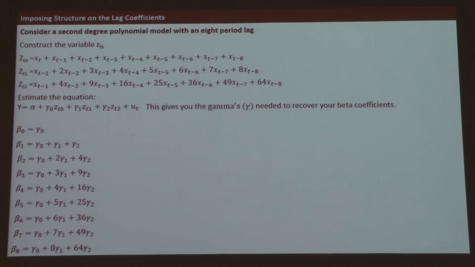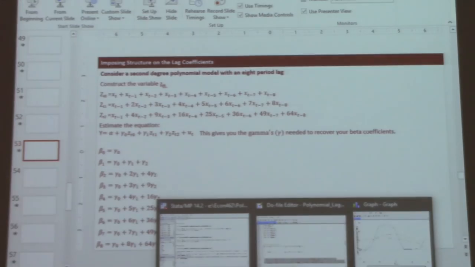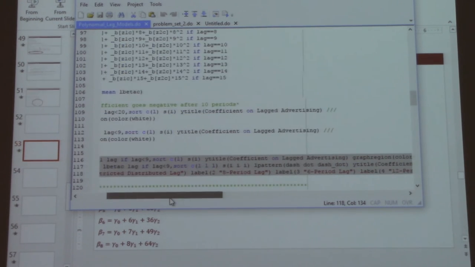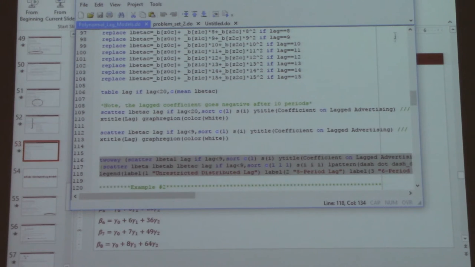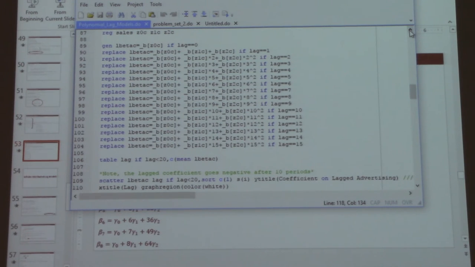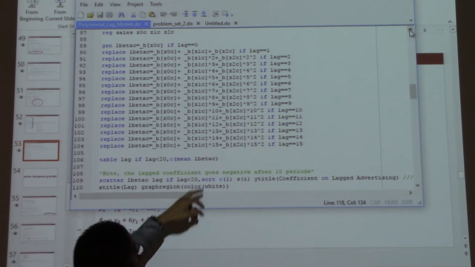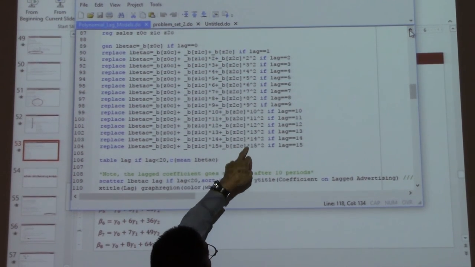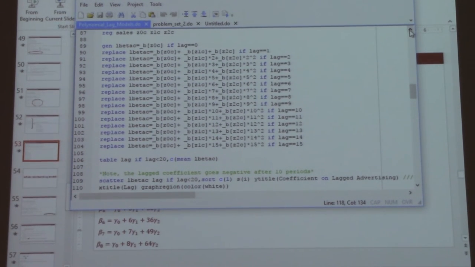So literally, I think what you're doing is good because you're writing it out, and it really is the template for your do file. Where you're pulling out these gammas. And again, you can see the pattern of the lag length and then the lag length squared, that polynomial pattern. And again, lots of copying and pasting.